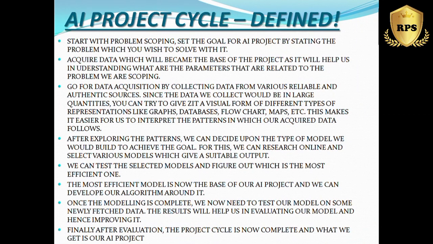So, if there is a question in your paper that says define AI project cycle. In previous videos, we have seen define AI. Now we will study define AI project cycle. So how to write? Start with problem scoping. Set the goal for the AI project by stating the problem which you wish to solve with it. First you will take problem scoping and get the data on what the actual problem is.